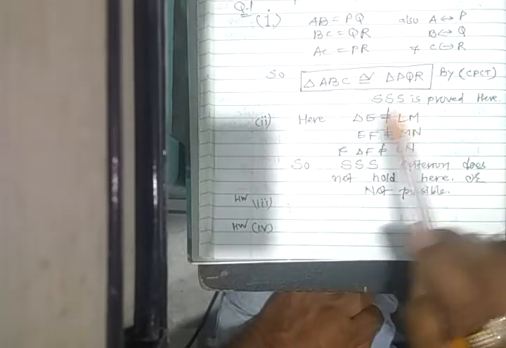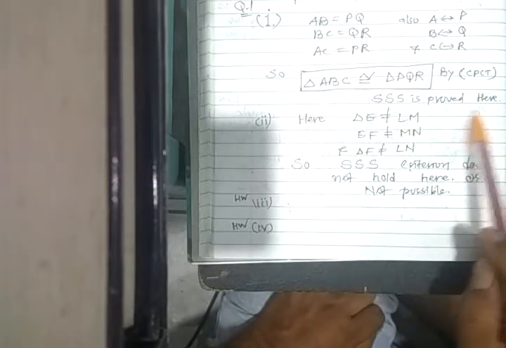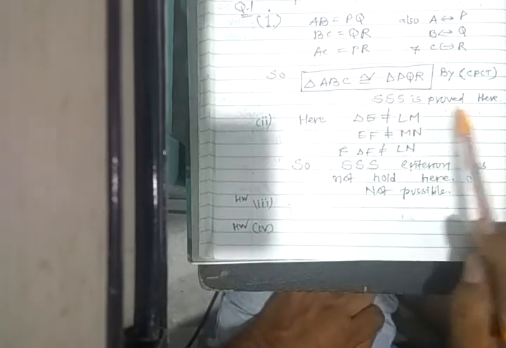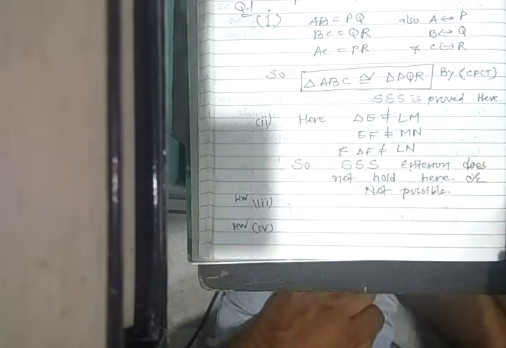So just now we have seen from the textbook, students, first one we have understood this way. Here I have written that you can note down. In first one SSS is proved, but in second one it is not proved. Third and fourth, students, you can do in the form of homework.